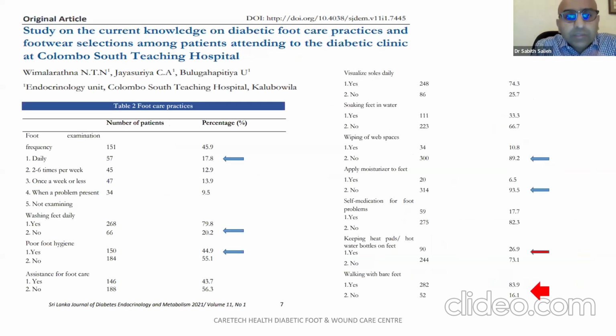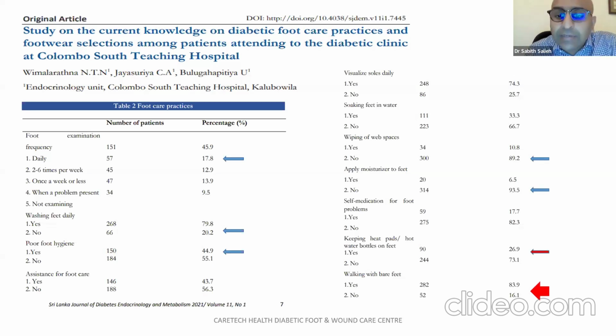Now, this study was done by Vimalaratne et al. I think it was at Kalubovila Hospital, looking at about 300 odd patients attending the diabetic clinic, right? And they found actually 17.8% of them did not inspect their foot daily. 20.2% did not wash their feet daily. 44.9% had poor foot hygiene, right? And 89.2% did not wipe the web spaces of their fingers, right?